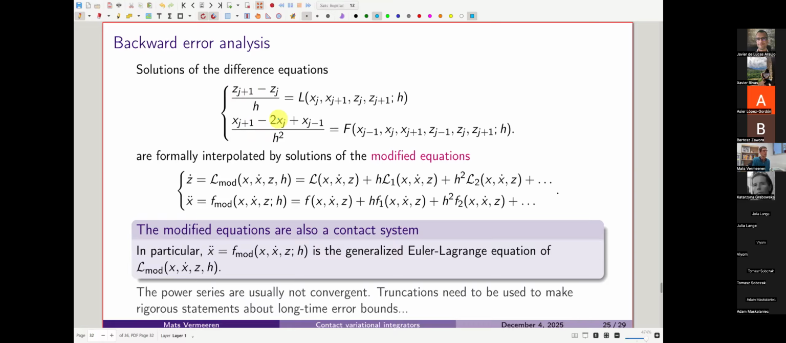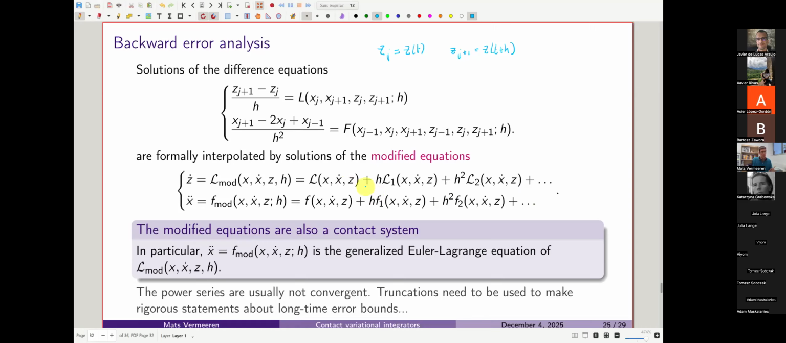So instead of thinking of this as a difference equation, I think of z and x as continuous functions, and I say, well, if z_j is z at t, then z_{j+1} should be z at t plus h. And similarly for x, where x_{j-1} would be x at t minus h. And then Taylor expand everything you can get your hands on. And then formally, you get a set of differential equations for z and x that involve a power series in the step size. And usually this power series is horrible, doesn't even converge, but still by truncating it, you get error estimates.